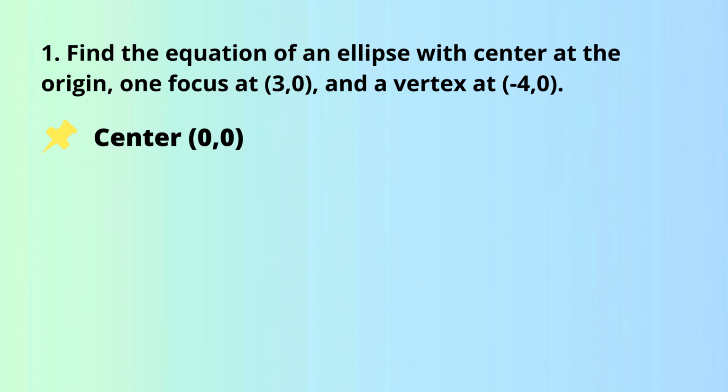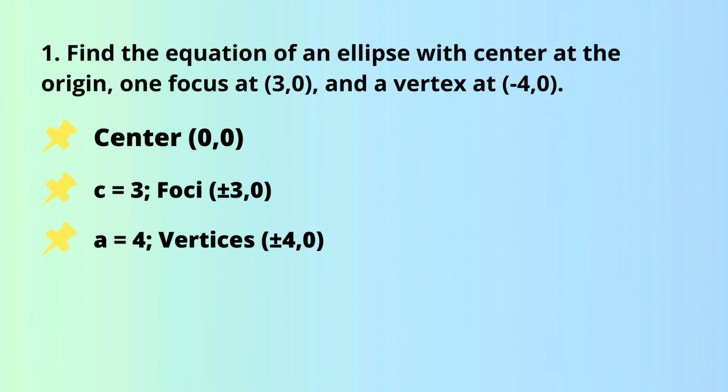which is also on the x-axis, we can say that the ellipse is horizontal, with c equals 3, so the foci are at (3, 0) and (-3, 0). With one vertex given at (-4, 0), we can say that the vertices are 4 units away from the center. Therefore, a equals 4, and the coordinates of the vertices are (4, 0) and (-4, 0).